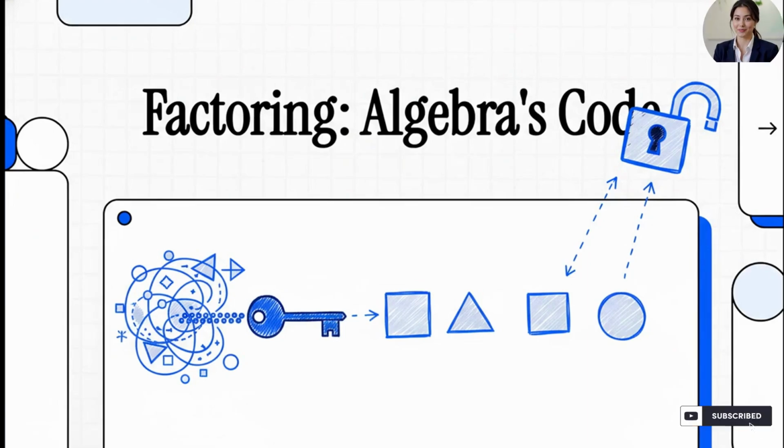Hey everyone, today we're going to crack one of algebra's biggest secret codes. That's really what factoring is, right? It's taking some big, complex expression and breaking it down into its simple, original building blocks. It's the key to turning a total mess into something clean and manageable. Okay, let's get into it.